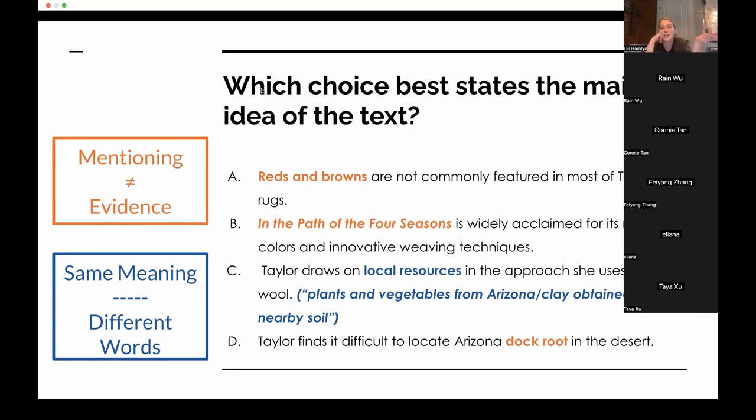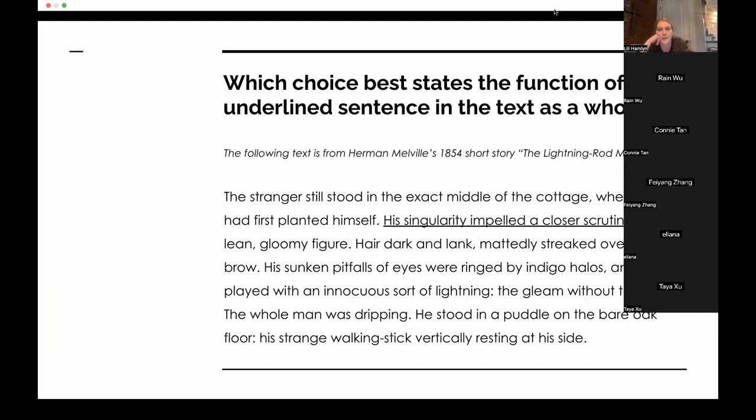It's mentioning it so that you'll think, oh, I remember that, and then think it's the answer when it's not. As you can see, all of these incorrect answers for this text about this weaver are using stuff that's directly in the text, but the correct answer is using synonymous words which have the same meaning but are expressed differently. So here it says local resources, which is just another way of saying plants and vegetables from Arizona or clay from nearby soil, right? So the correct answer will often be a rewording of the main idea instead of random snippets of information from the text.